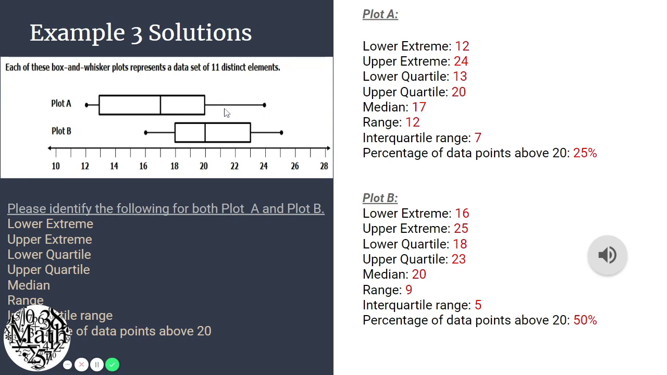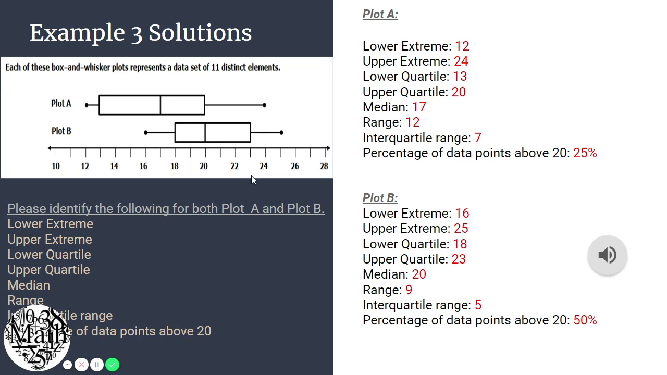For plot B, your lower extreme was 16, upper extreme 25, your lower quartile is 18, and your upper quartile is 23. Your median for plot B is at 20. Your range is 9 because you are subtracting 25 minus 16, which would give you 9. Your interquartile range is 5. You are subtracting 23 minus 18.